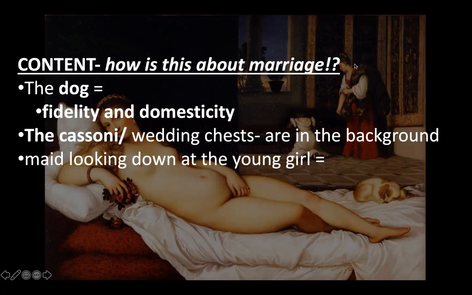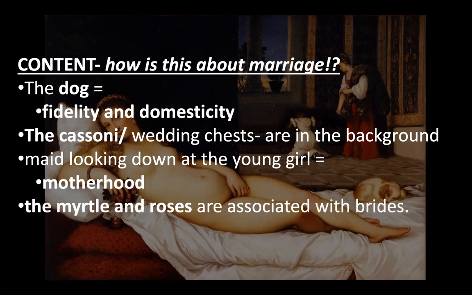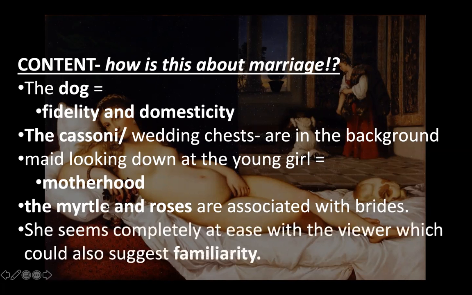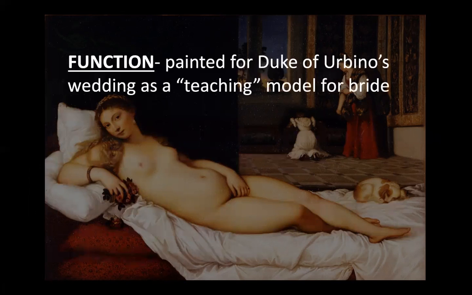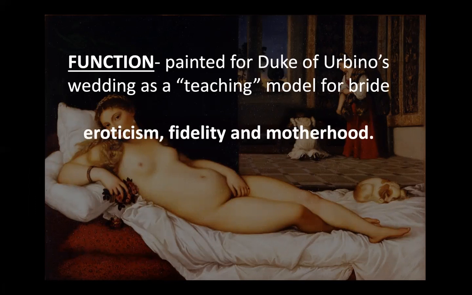And then you have a maid in the back looking down at a young girl. So that would represent motherhood. The myrtle and roses that she's holding are associated with brides. And then her gaze, her look, she seems completely at ease with the viewer, with her husband, which would also suggest familiarity. We can summarize these words. You don't have to write word for word. All right, so the function, this was painted for the Duke of Urbino's wedding. So this was a wedding gift, and this was used as a teaching model for the bride. Like, this is what you should be. Overall, telling her that she needs to represent eroticism, fidelity, and motherhood.